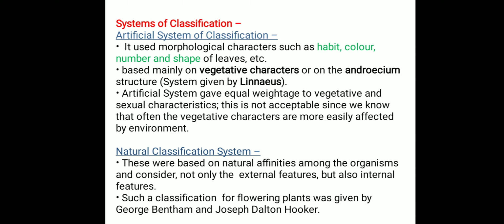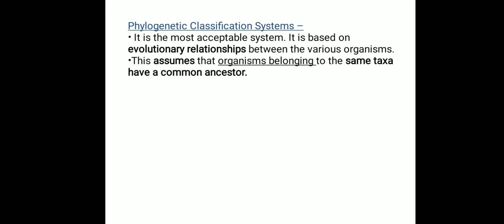The other system of classification was the natural classification system. These were based on natural affinities among the organisms and considered not only the external features but also internal features. Such a classification for flowering plants was given by George Bentham and Joseph Dalton Hooker. Phylogenetic classification system is the most acceptable system. It is based on evolutionary relationships between the various organisms. This assumes that organisms belonging to the same taxa have a common ancestor.